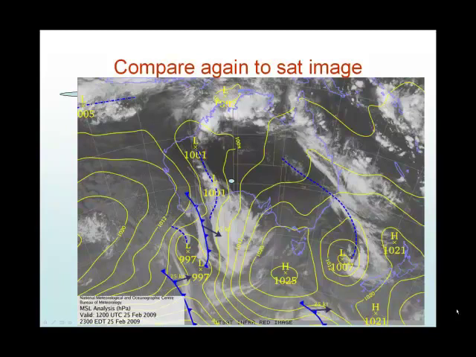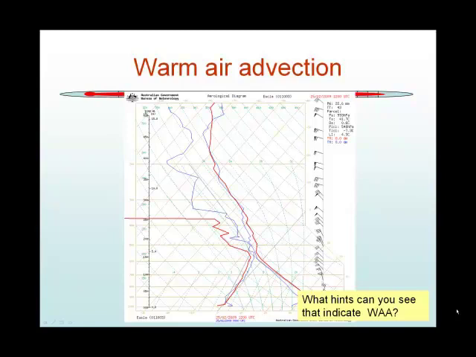The blue oval there is the location of a sonde, and here we have the sonde profile for Eucla. Are there any hints that you can see in this environment that suggest warm air advection? Stop the video and have a think. So what did you come up with?